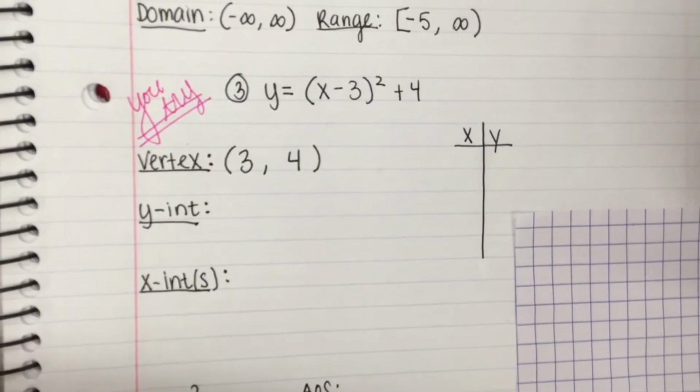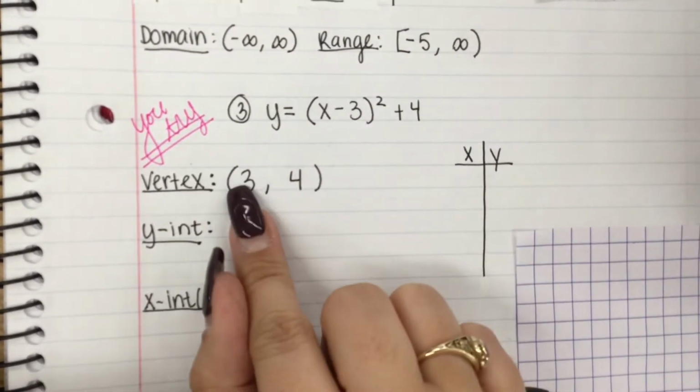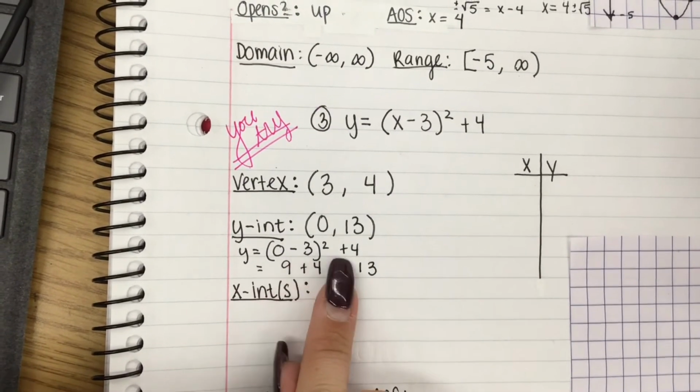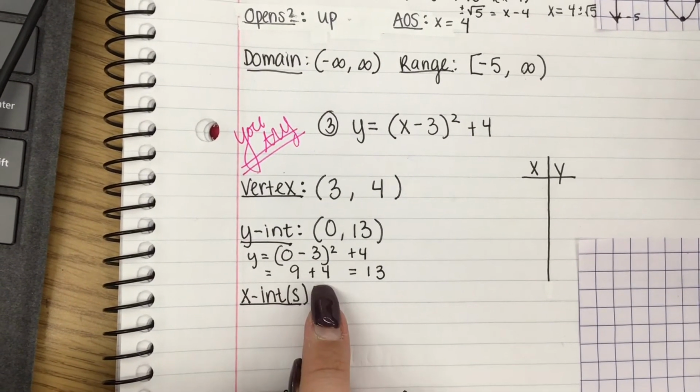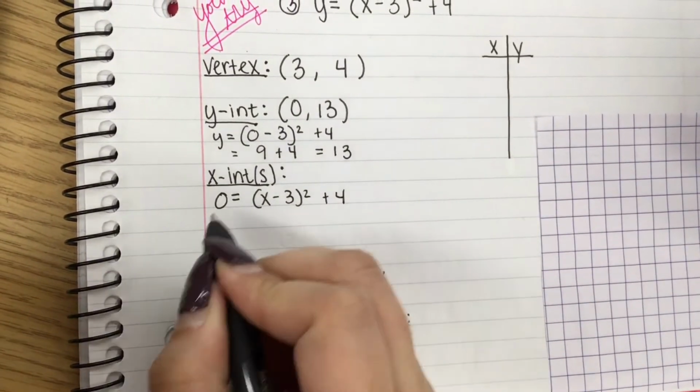All right, so hopefully we've got this vertex down. The opposite of H, +3, and exactly K, +4. When you plug in 0 for X, you should get 13 for Y. Follow PEMDAS. Now, if you get stuck on these x-intercepts, I'll show you the work for that.